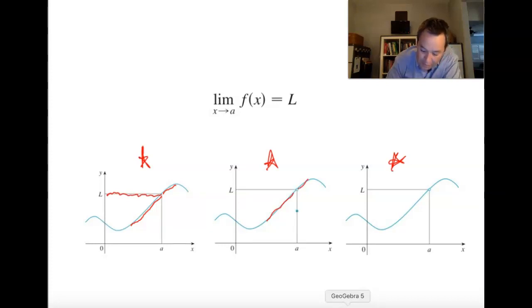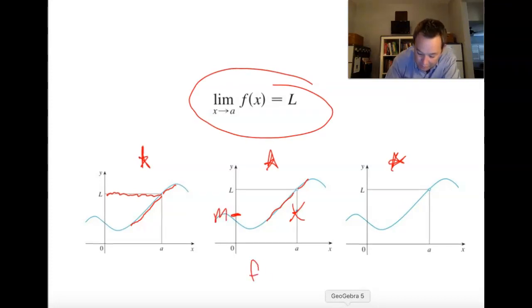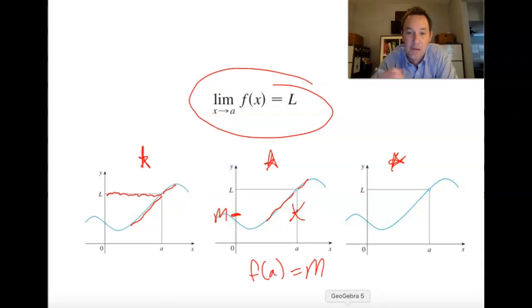Now this one, at a, the y value is defined as something else down here. Doesn't matter as long as I'm talking about a limit. So let's say we call that m. In this case, f of a actually equals m. But I'm not asking what's going on at a, I'm asking what's going on as we get closer and closer to a. Well, as we get closer and closer to a, the y values get closer and closer to L. So this limit still holds.